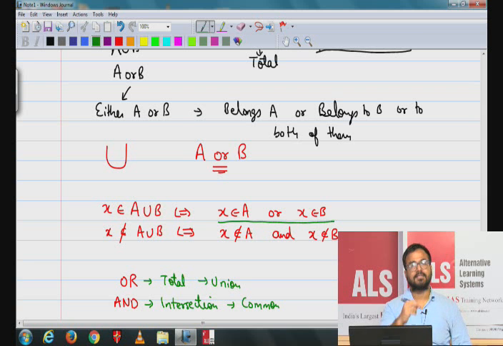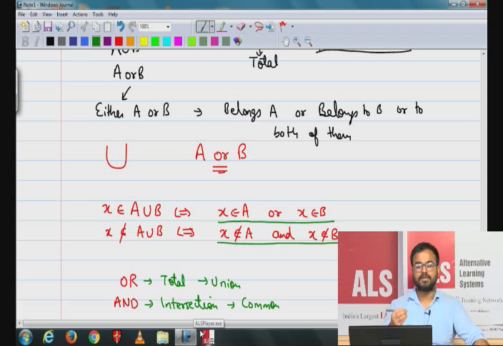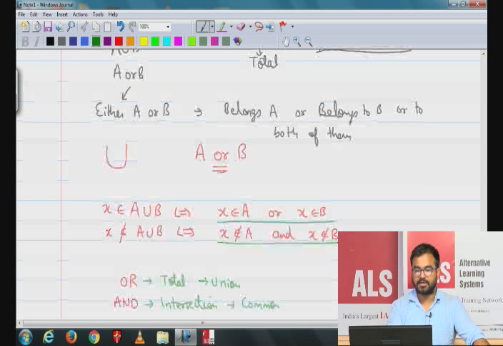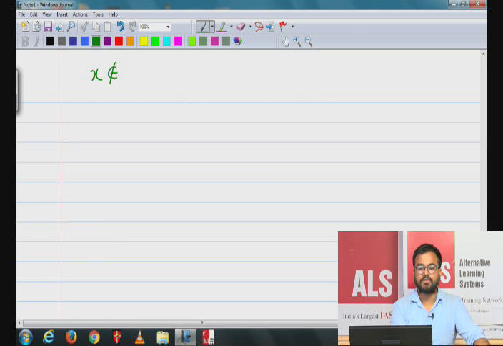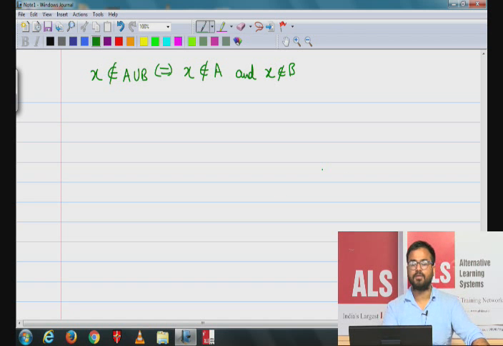Second thing, if X is a member which does not belong to A union B, then X does not belong to A and X does not belong to B. We can understand how to use or and and this way: or is the total, and and means the intersection. So you can understand it in this way: X does not belong to A union B means X does not belong to A and X does not belong to B. Now, how can we learn it from the Venn diagram?